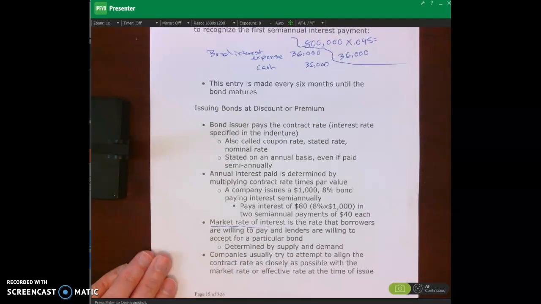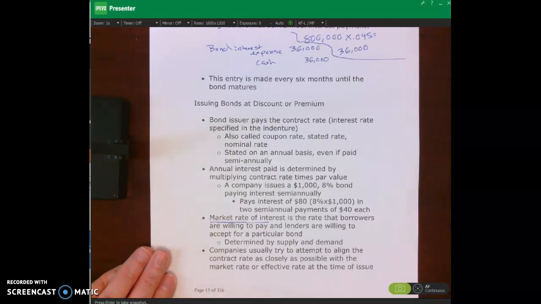What is the market rate? It's the rate that borrowers are willing to pay and lenders are willing to accept for a certain bond. That is determined by the supply and demand for credit. So what we have over here is market rates of interest, and those market rates of interest could fluctuate pretty frequently. What things could cause changes in market rates of interest? The Federal Reserve increases or lowers interest rates. Other macroeconomic conditions, maybe how well the company is doing.